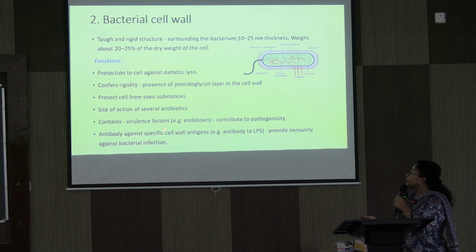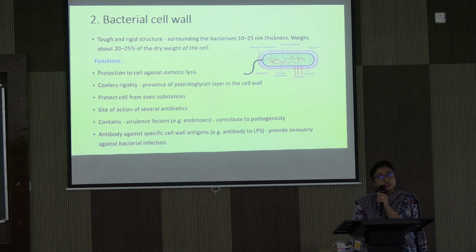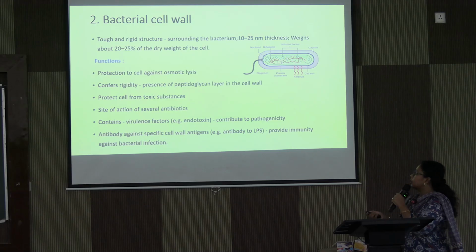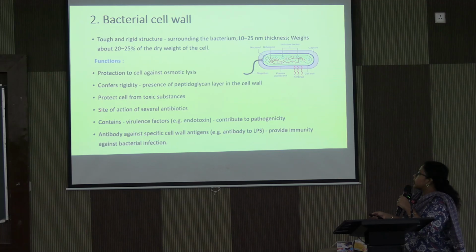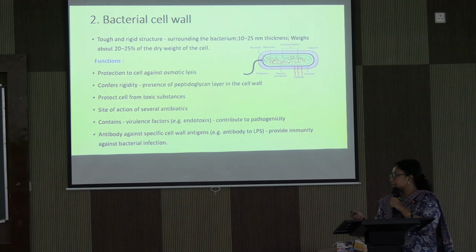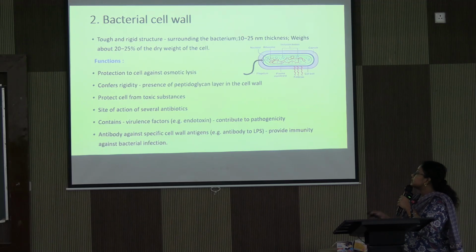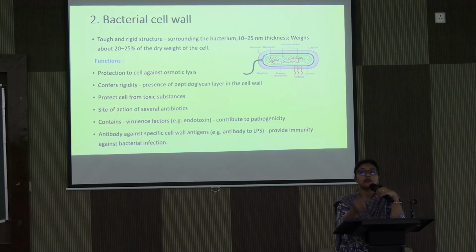Then you have to go to the function. There are many functions. Very foremost, first, it gives rigidity to the bacterium. Second is protection against osmotic lysis. Third is protecting the cell from toxic substances. Then, site of action of several antibiotics. So this is for our help, that when we are giving antibiotics, many of them are acting upon the cell wall. Can you give me one example?